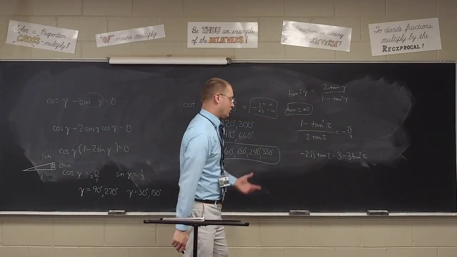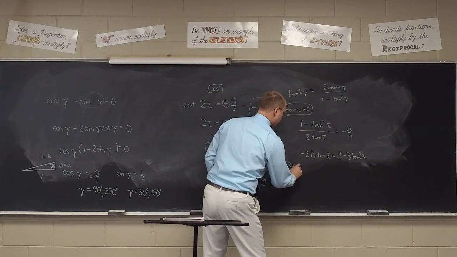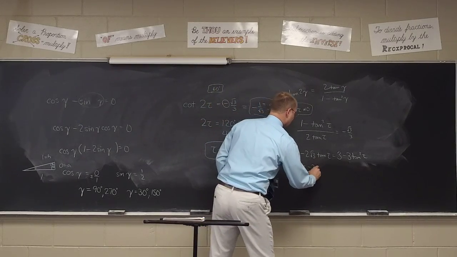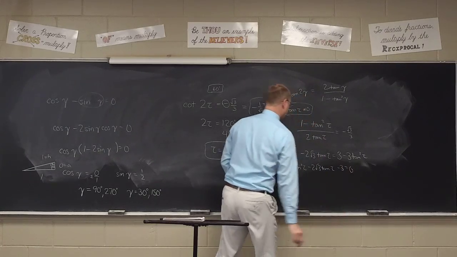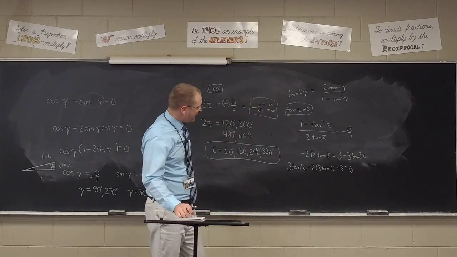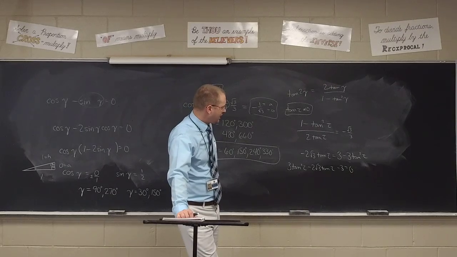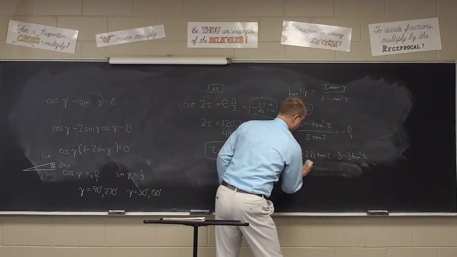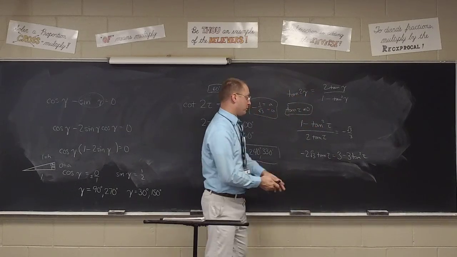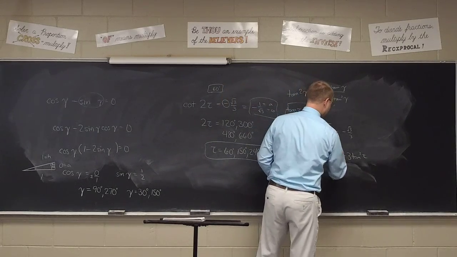And you're like, well, that's a quadratic. Let's set it equal to 0. 3 tangent squared tau minus 2 square root of 3 tangent tau minus 3 equals 0. And now you're trying to simplify. How do you do that? Well, I would say you've got a radical, so square both sides.